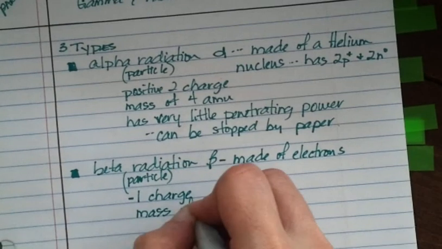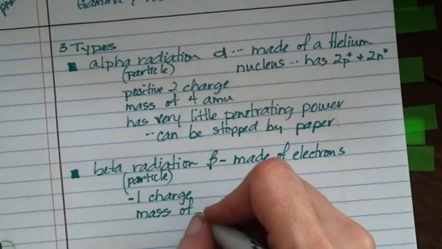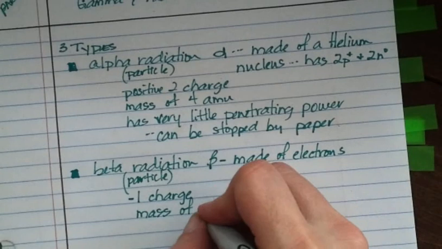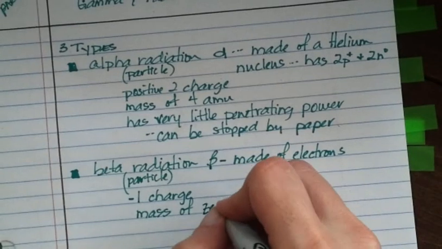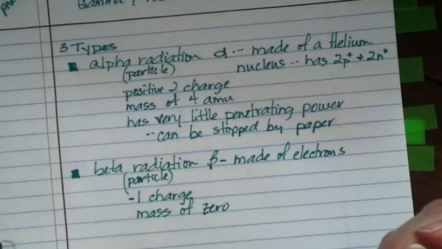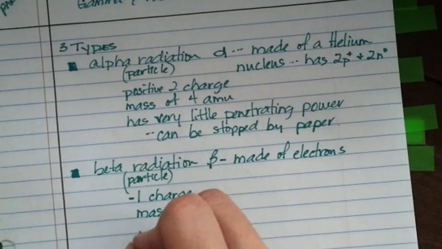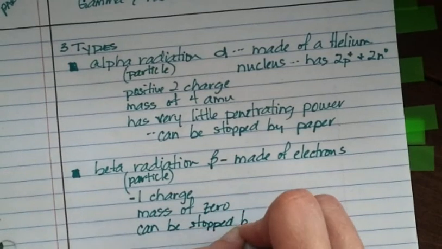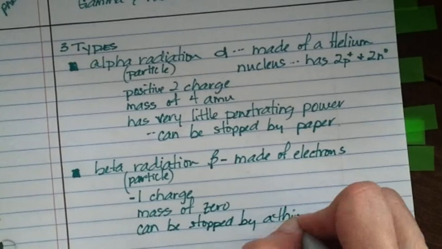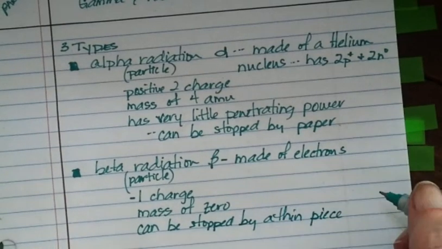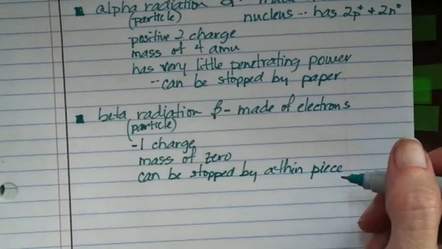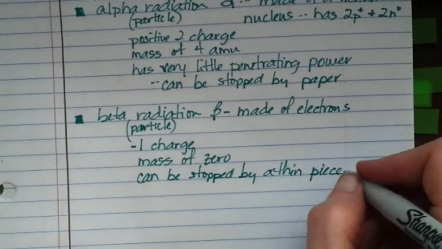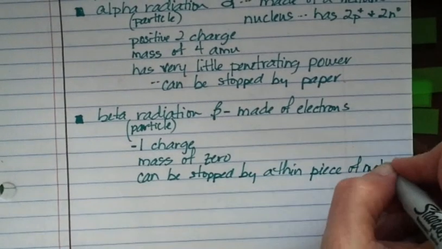Remember, when we talk about the electrons, we kind of ignore the mass of the electron because it's so incredibly tiny that we don't have to even take it into account. And this can be stopped by a thin piece of metal. So it takes a little bit more material to stop it. It can zip right through a piece of paper, so it can actually cause more damage. So it could damage your skin too. But it can be stopped by a thin piece of metal. A lot of times we associate that with lead, something along those lines.